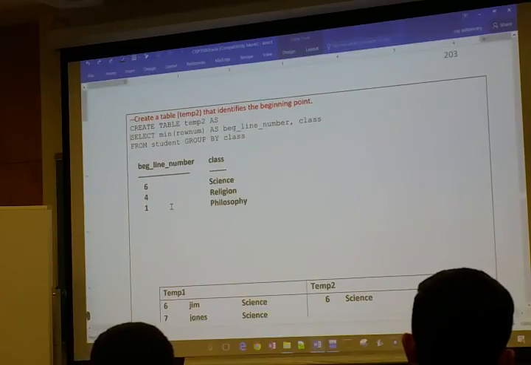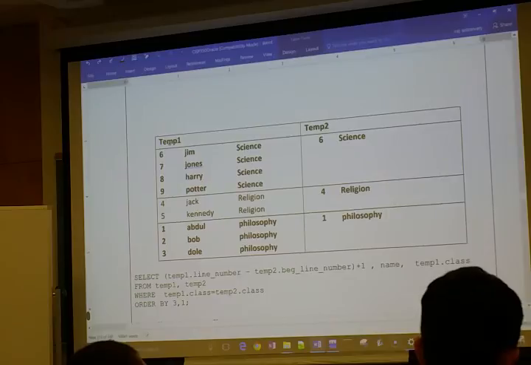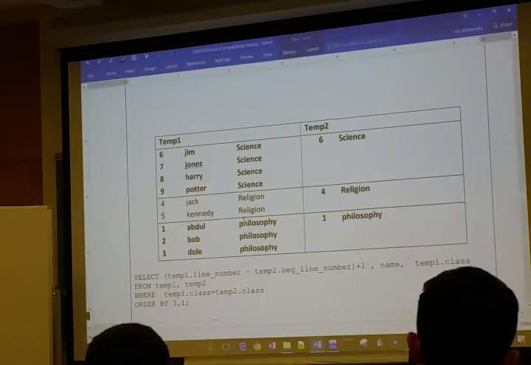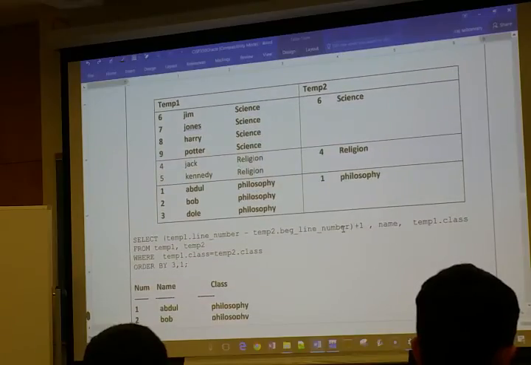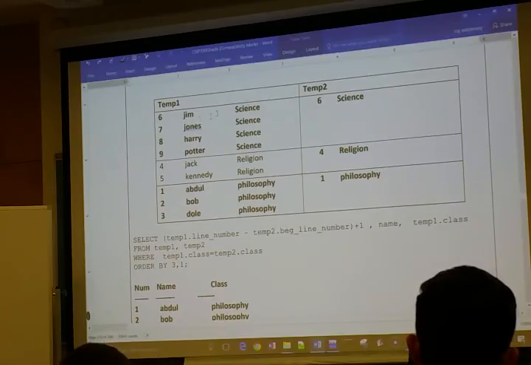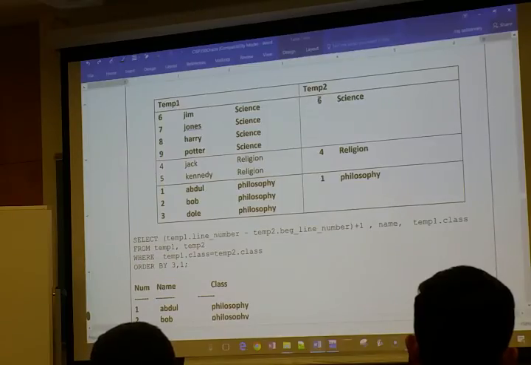So at this point I have 2 tables. Here I have temp1, which has all of this information. I have temp2, which has this information. Now, what can I do with this? Well, what happens if I bring these 2 tables together, and then do something with the row numbers, which is to take 6, subtract it from 6, and then add 1 to it. 7, subtract it from 6, and add 1 to it. What happens? Then I can get 1, 2, 3.